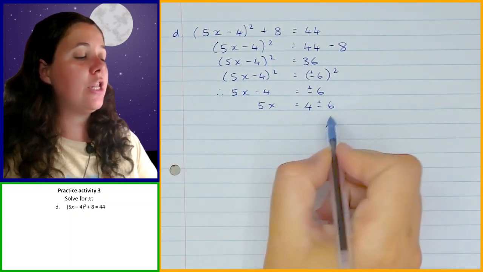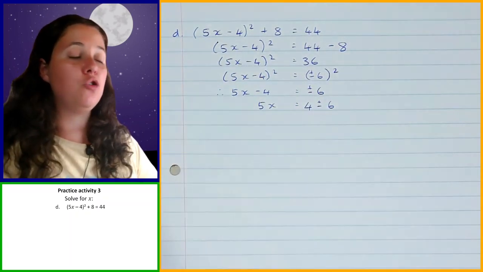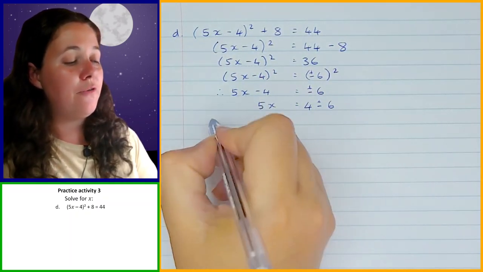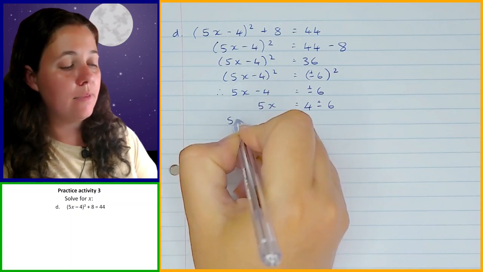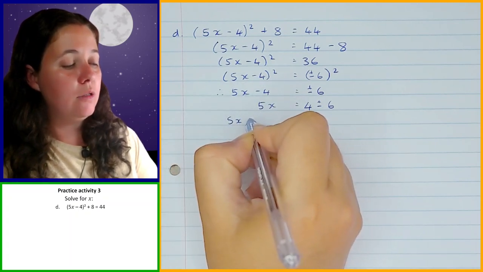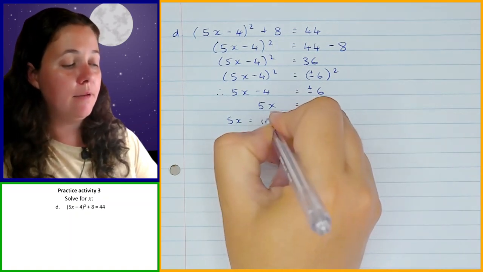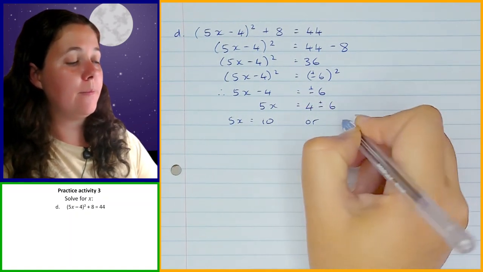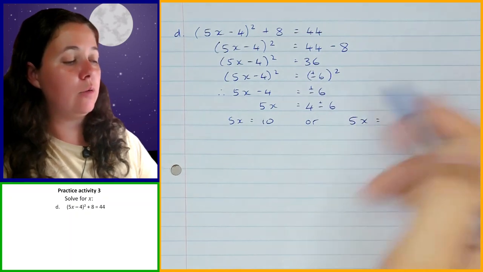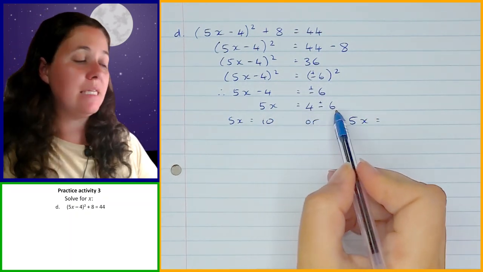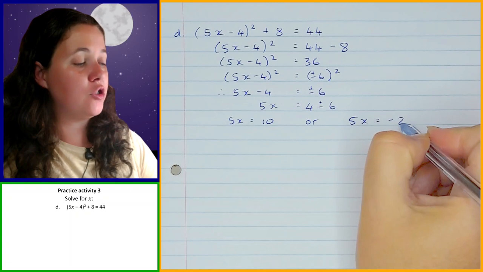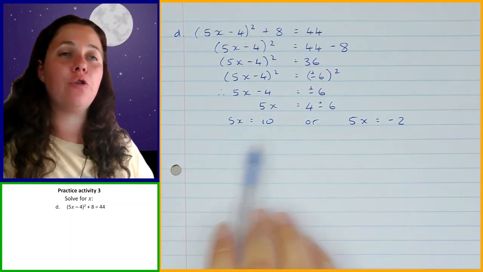Okay, so now that I've got that, I'm going to have two separate equations. So now I can say 5x is equal to 4 plus 6, which is 10, or 5x is equal to 4 minus 6, which is negative 2. And I need to solve both of those separately.